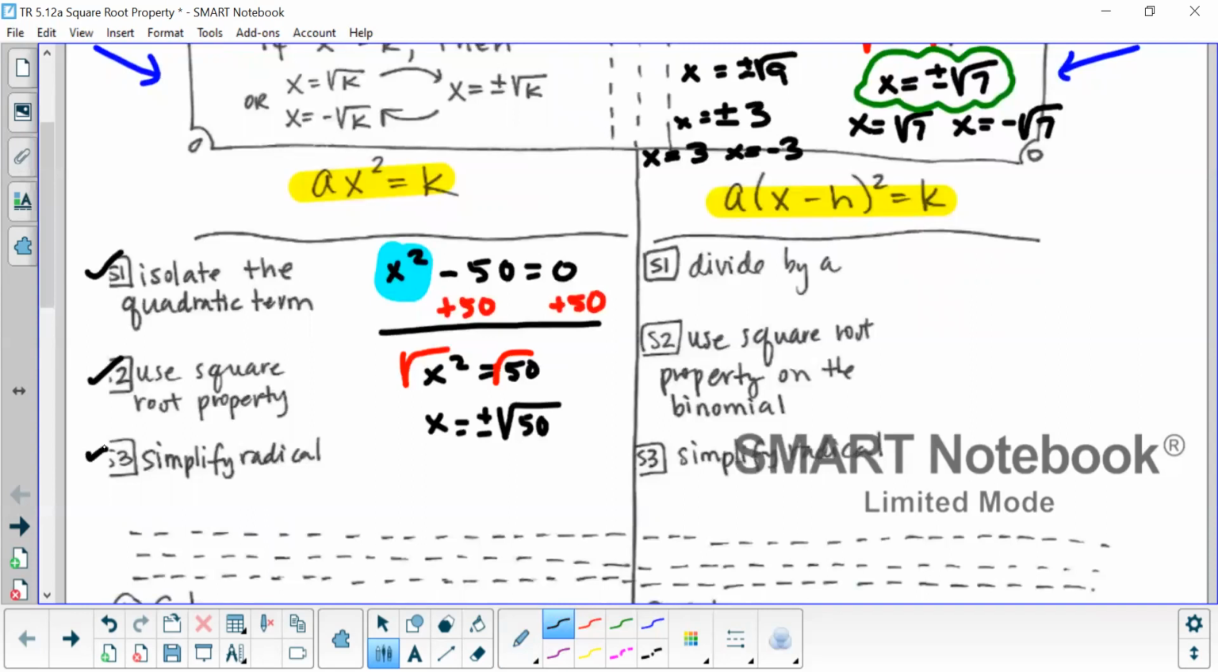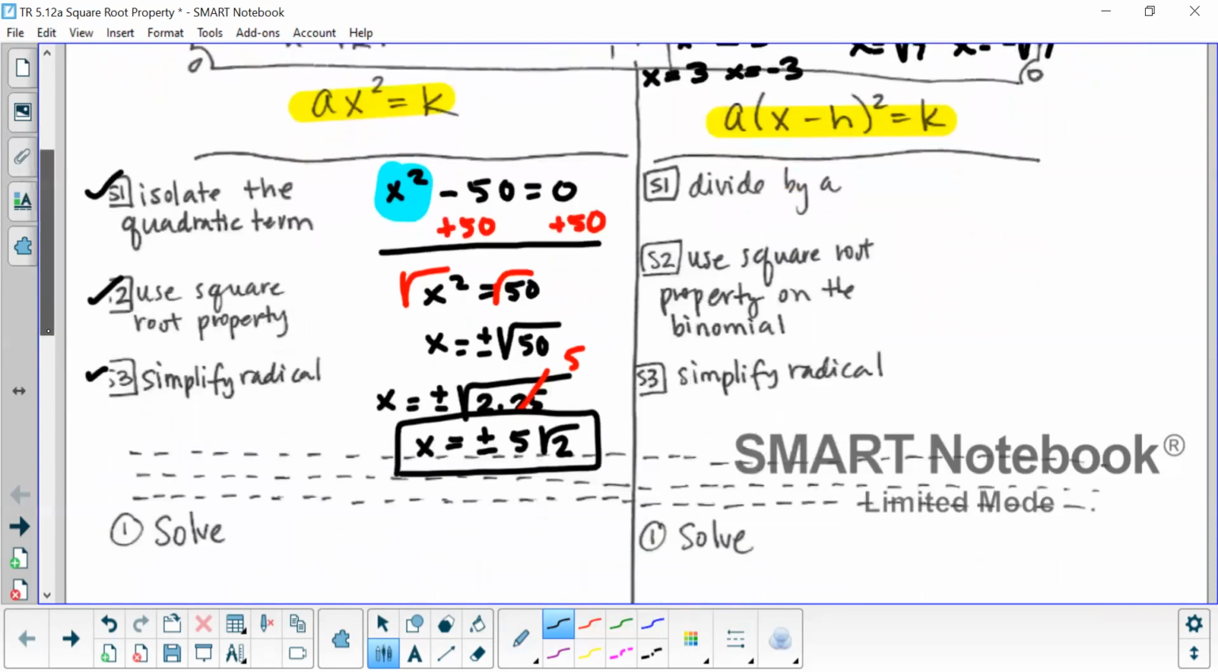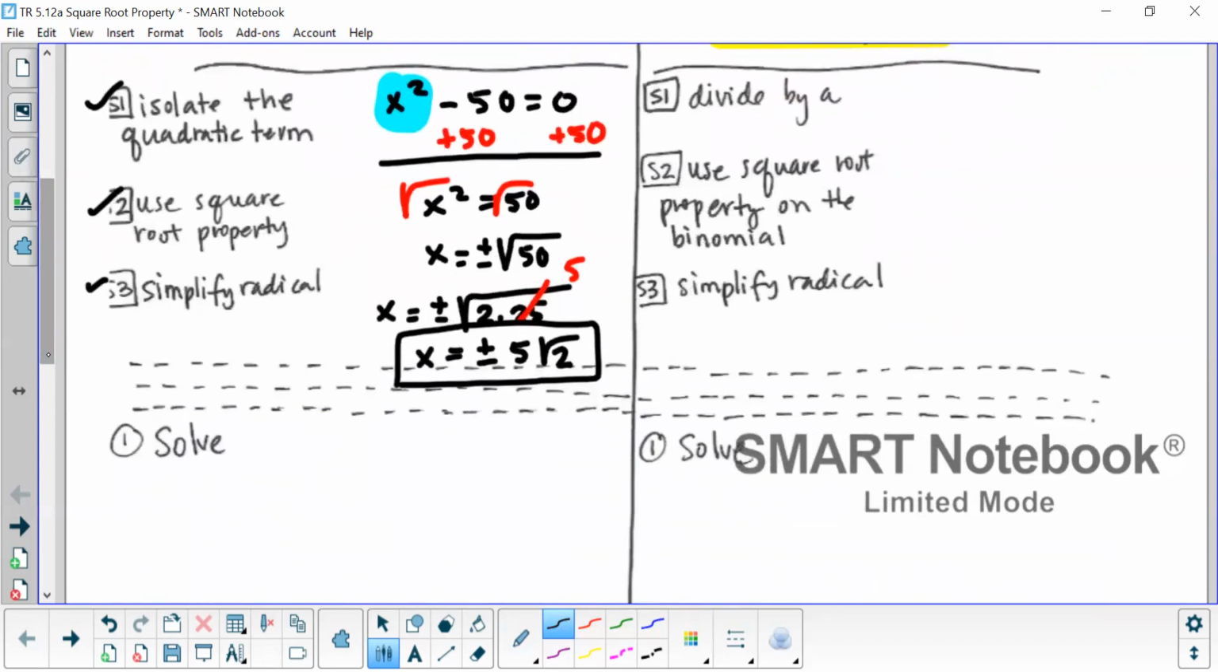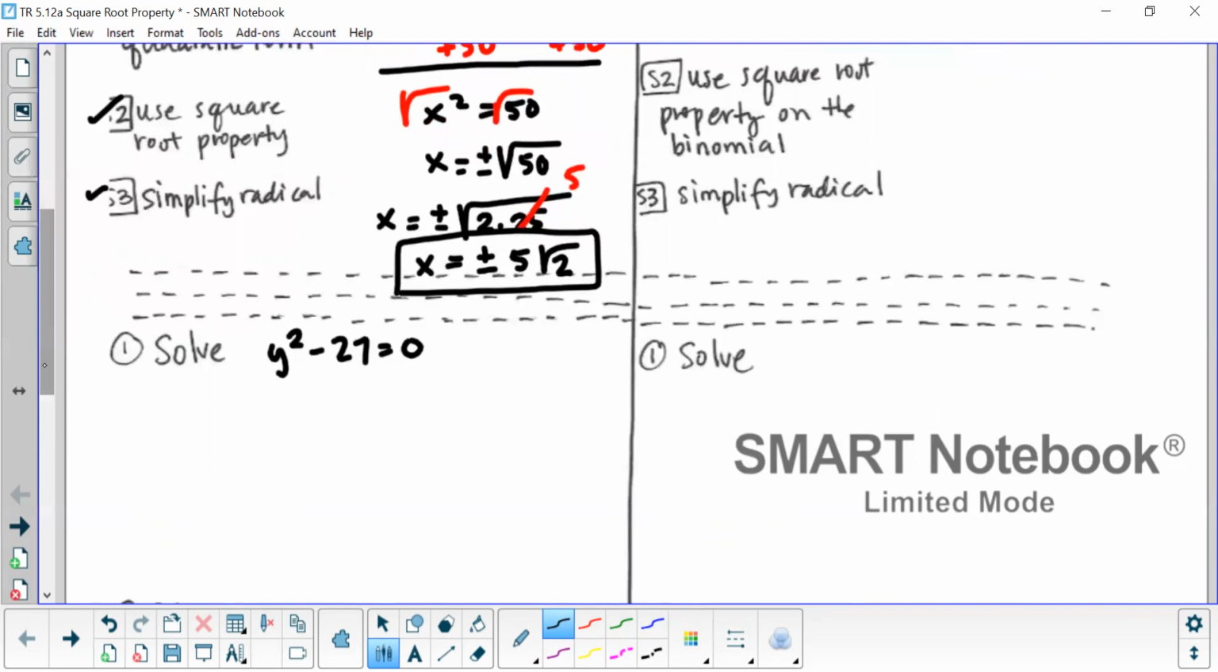And then step 3 is to simplify the radical. So I'm going to expand 50 into 2 times 25 because 25 is a perfect square. The square root of 25 is 5. So that comes outside your radical. And I have positive, negative versions of 5 square roots of 2. And I want you to practice that on your own with this next problem. y squared minus 27 equals 0. Please pause the video and work that problem by yourself now, and then come back and watch the video to check your work.